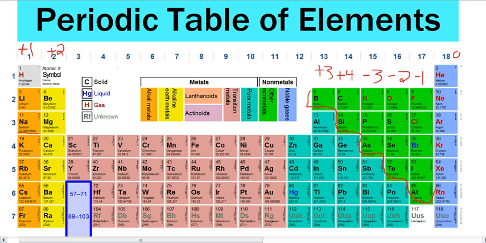Alright guys, in this video we're taking a look at writing the name for an ionic compound when given the formula. Quick reminder, when we say ionic compound, what we mean generally is you're going to have a metal plus a non-metal. Look at a few examples.